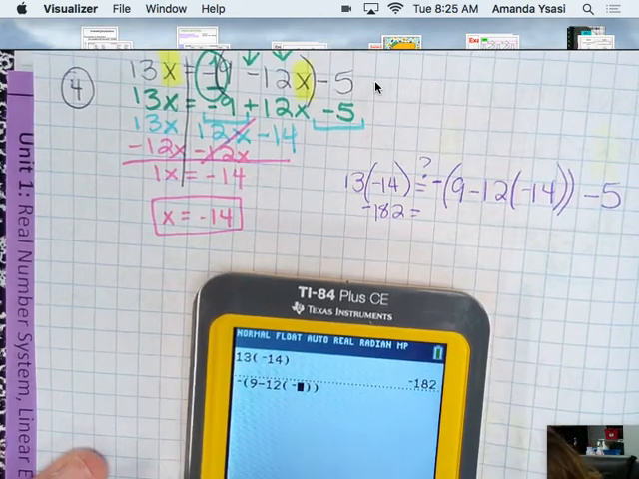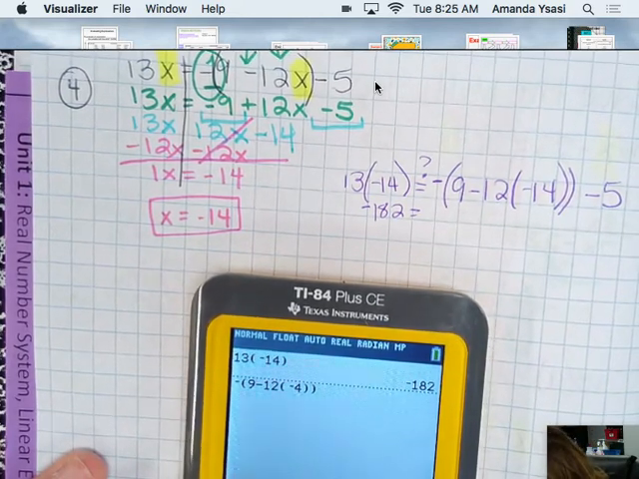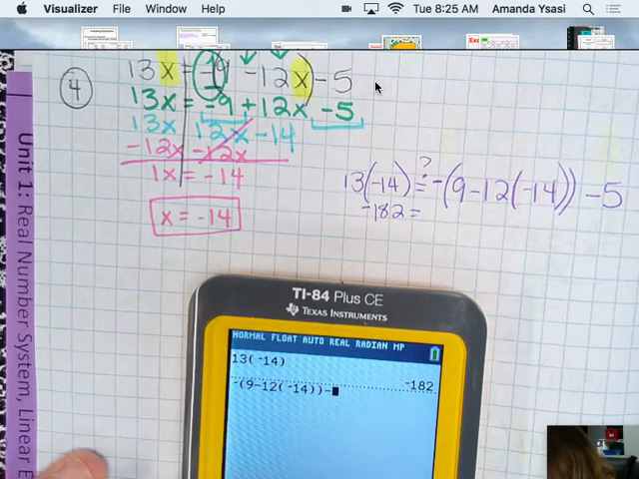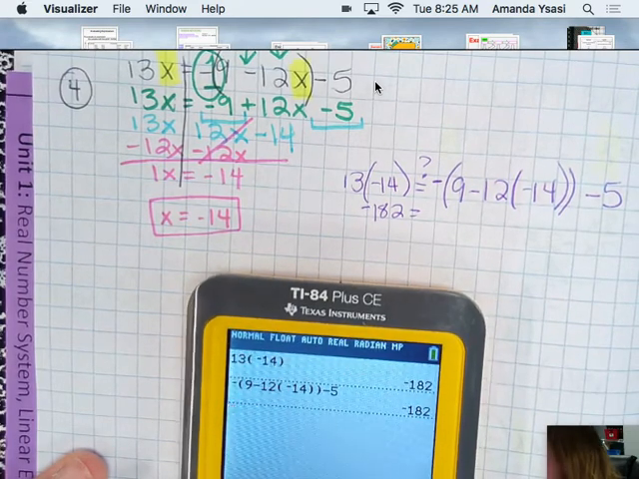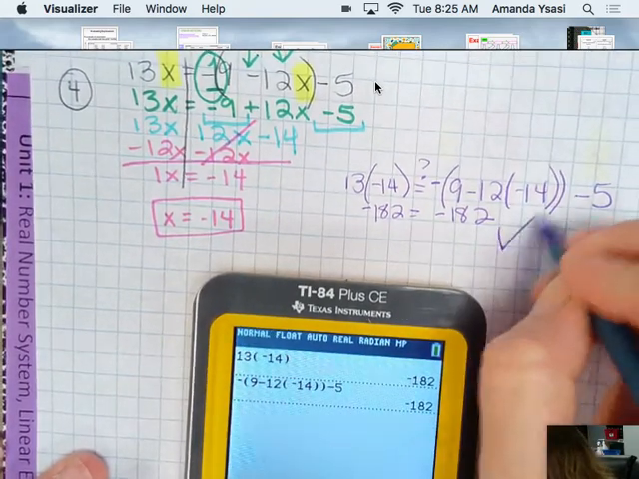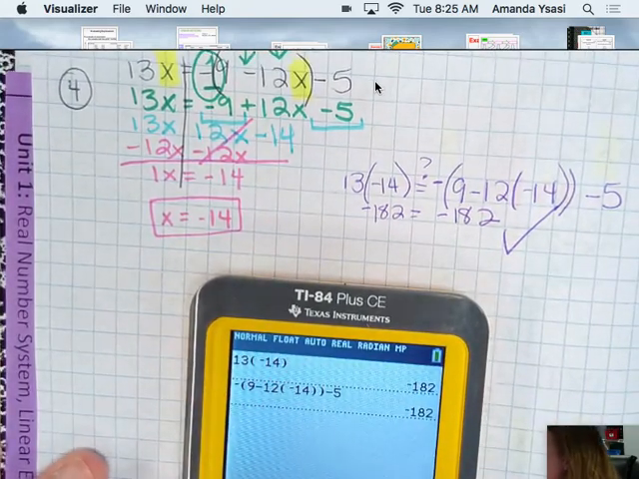Oh, thank you. Ooh, almost got it wrong. Yeah, y'all gotta watch me. I make mistakes all the time. -182. All right, so we got it right. So x is -14.